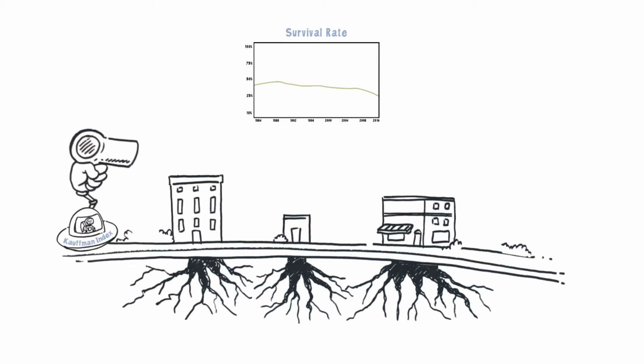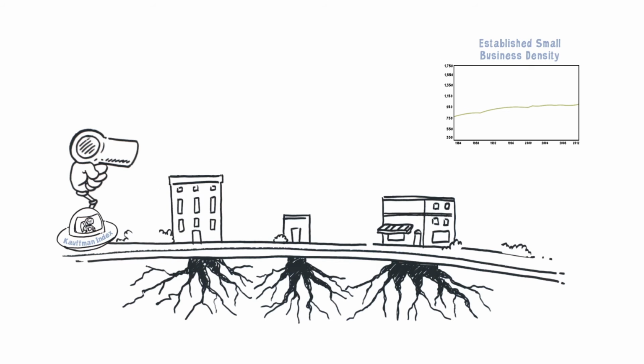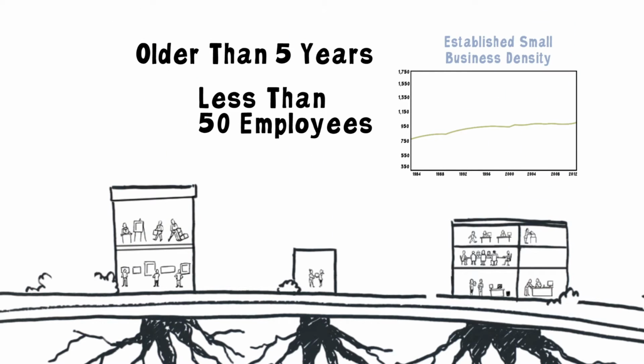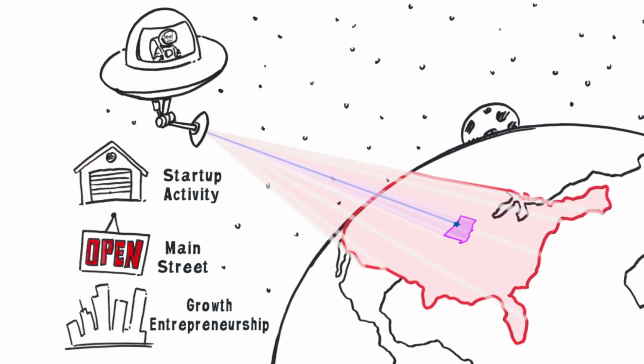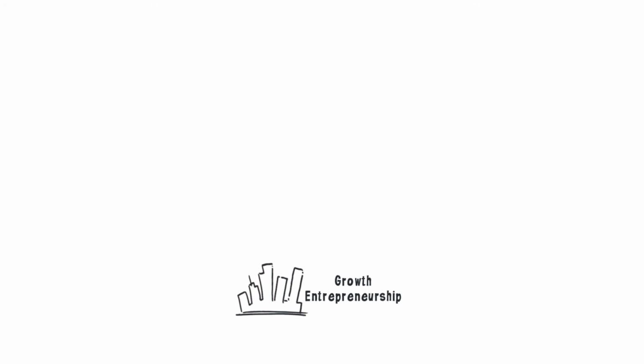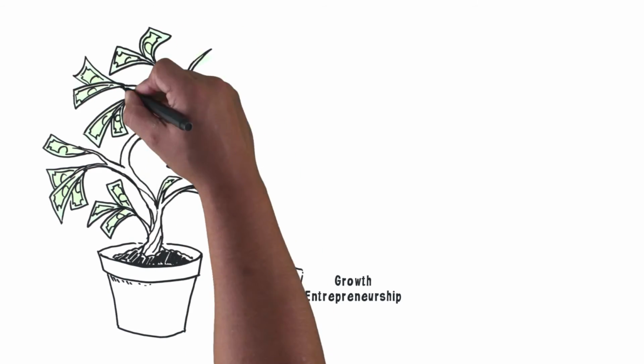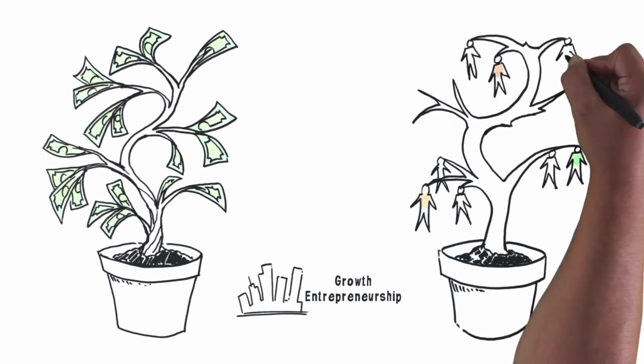The third component looks at the businesses that are both established and small. And for our purposes, established means older than 5 years, and they have less than 50 employees. For growth entrepreneurship, we measure entrepreneurial growth activity through both revenue growth and employment growth.